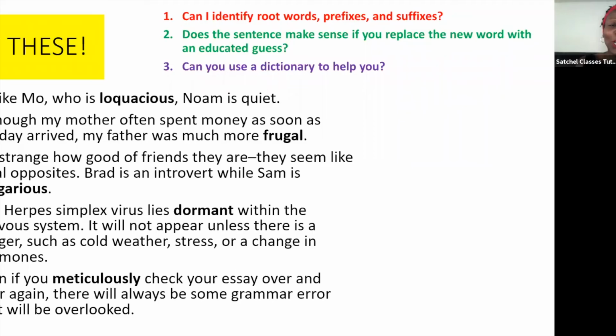Now, have a look at these words. Some of them are nouns, some of them are adjectives. So think about the three ideas for understanding unfamiliar words in context. Can we work out the root words? Can we make an educated guess? Can we use a dictionary? And that should help you to understand unfamiliar or new vocabulary in context.